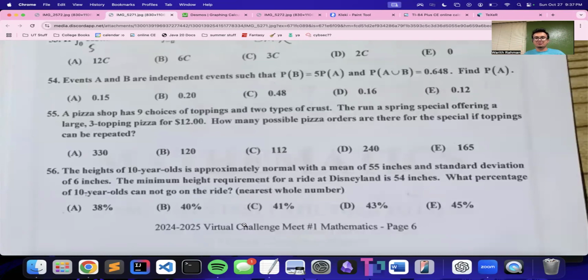And then we have to choose our crust, right? We have to choose our crust. So we have 2 options for that. 165 times 2 is going to be 330.